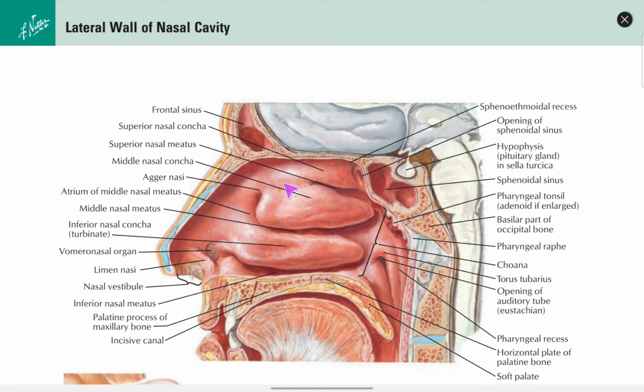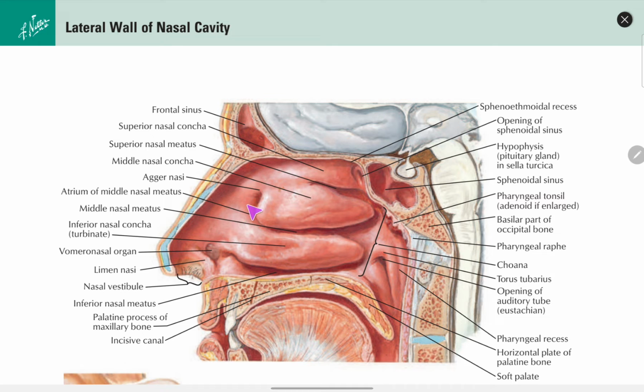The lateral wall of the nose separates the nose from the orbit above, the maxillary sinus below, and the lacrimal sac and the nasolacrimal duct in front. The lateral wall can be subdivided into three parts. A small area in the anterior part is the nasal vestibule, which is a depressed area and it contains skin. It also contains short hairs, which are called the vibrissae.